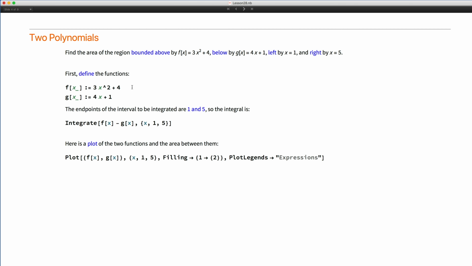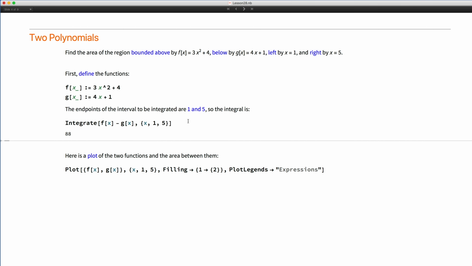Here are two functions, and you want to work out the area between them with x equal to 1 on the left and x equal to 5 on the right. In this case, everything is given to you, so we can work out the integral of f minus g and get the answer 88. Here is a plot of the area which you just computed. So now back to the question which I asked early on.